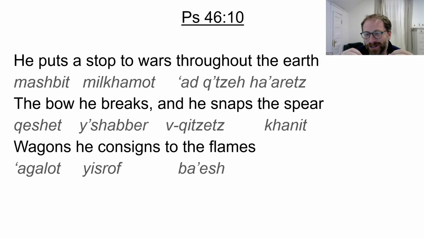Now we get the language that, if you remember from Psalm 29, we know from the storm god imagery, right? He breaks the cedars of Lebanon, he snaps, he shatters the spear, he burns in flame. This is all totally normal storm god imagery, except that it's not talking about trees and nature. It's talking about tools of war. He's breaking the bow and the spear and the wagon.